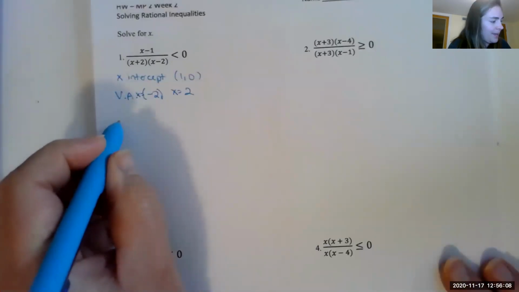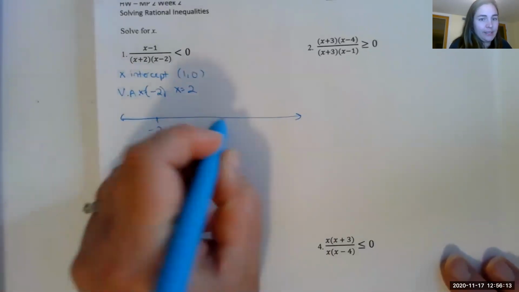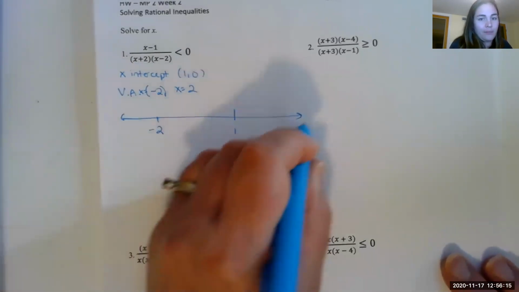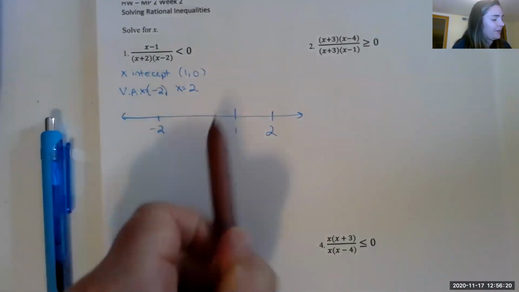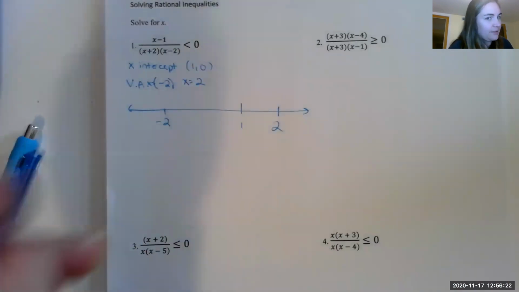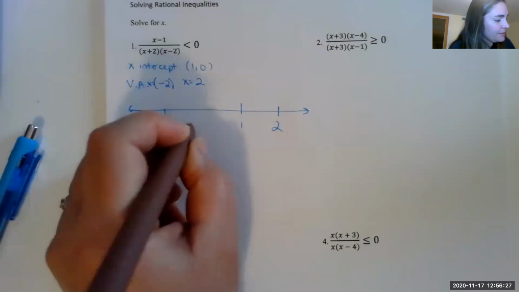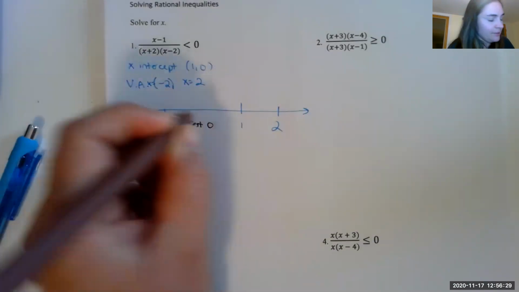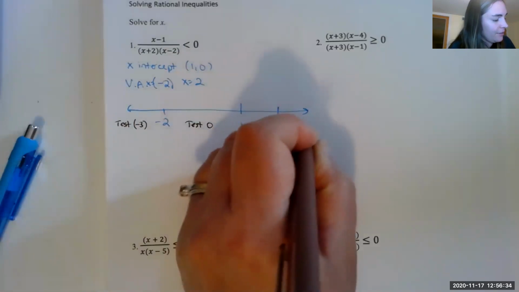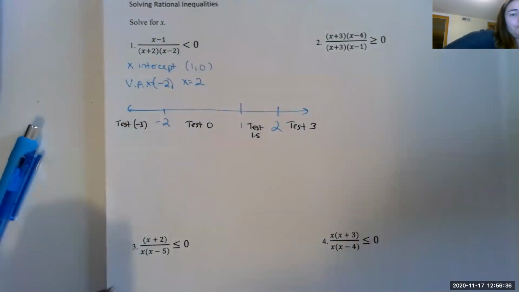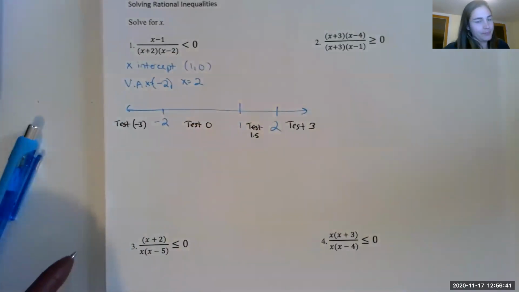So let's go ahead and make it. We need to put -2 in, we need to put 1, and we need to put 2. Right? And then we have to test around it. So I'm going to test -3. I'll test 0. I'll test 1.5, and I'll test 3. All right. I don't know why I put that -3 in parentheses, but I did.